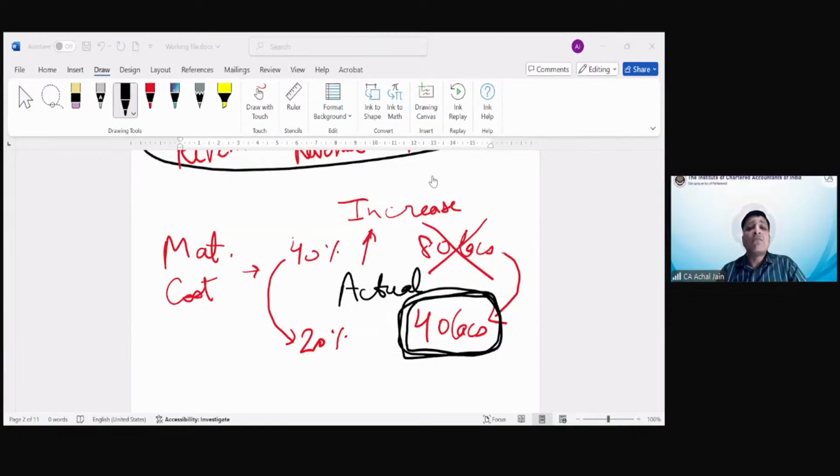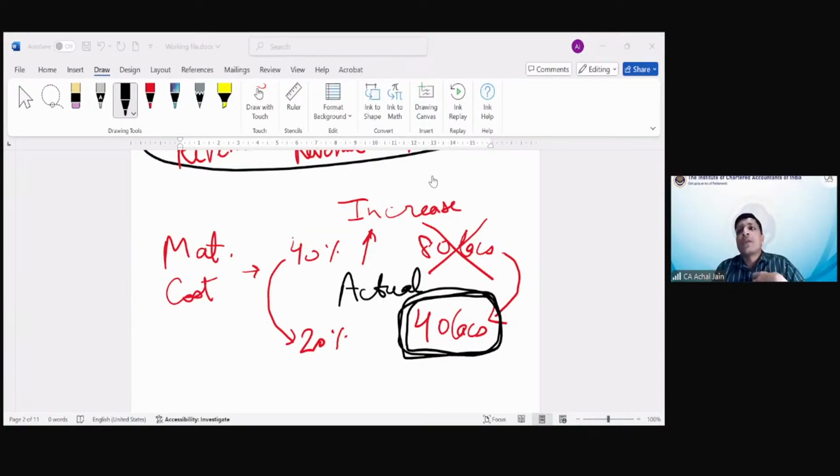Hardik is saying, can we say that it is the lower of actual and permissible? Yes, of course, and that's based on a logic. Always. Laura is saying, if any cost is below the limit, then of course you will go by the actual cost. You will not touch the limit.